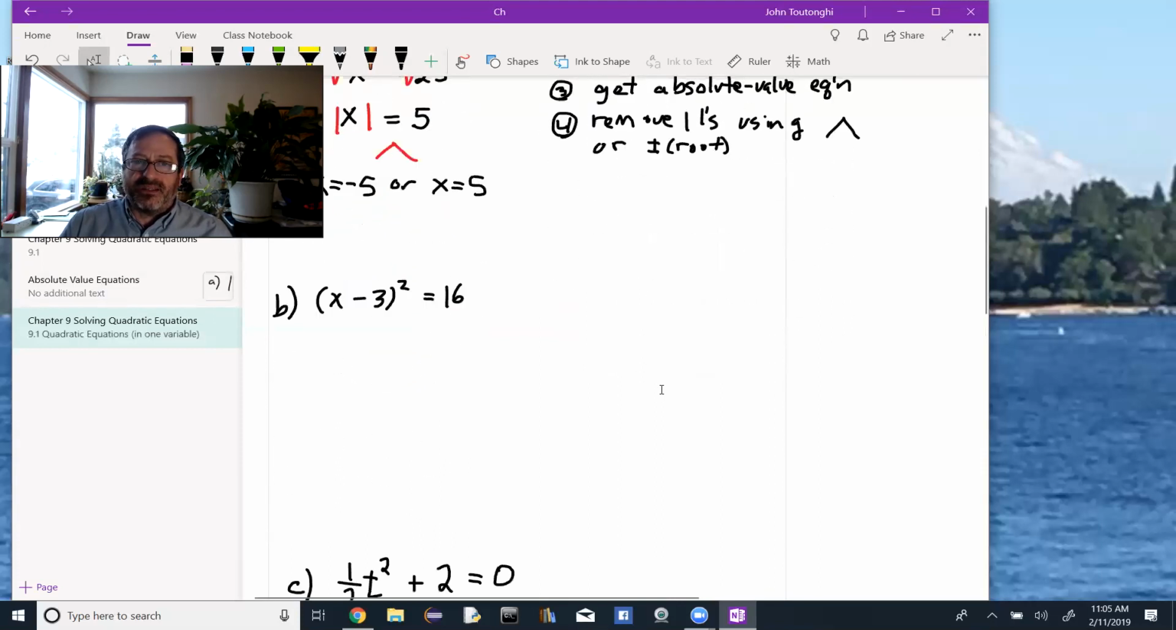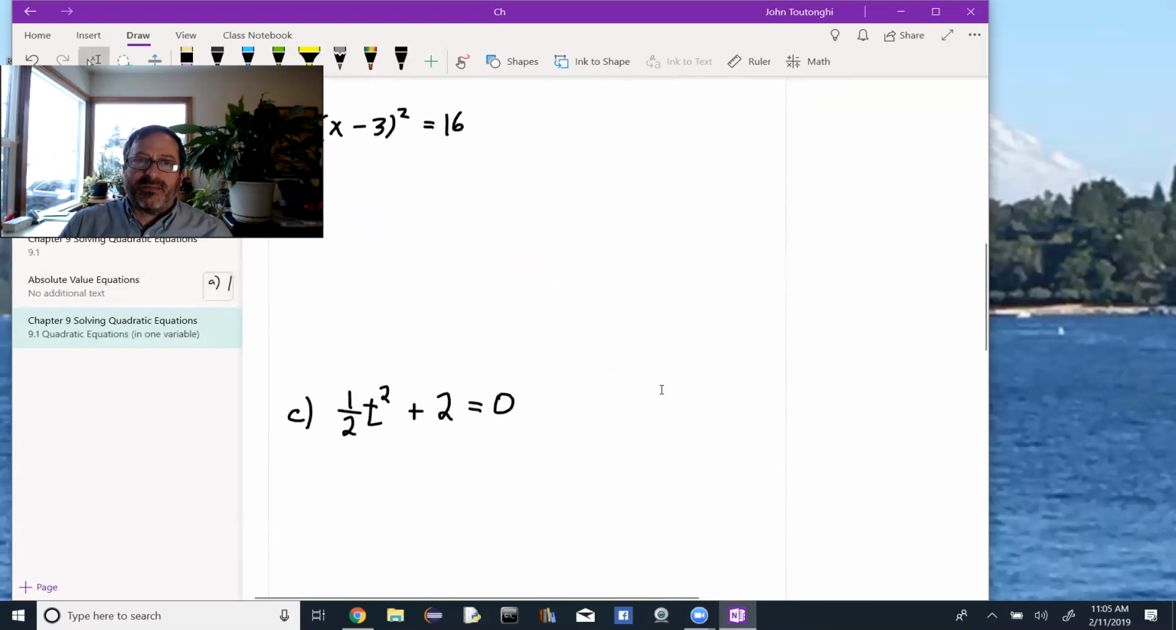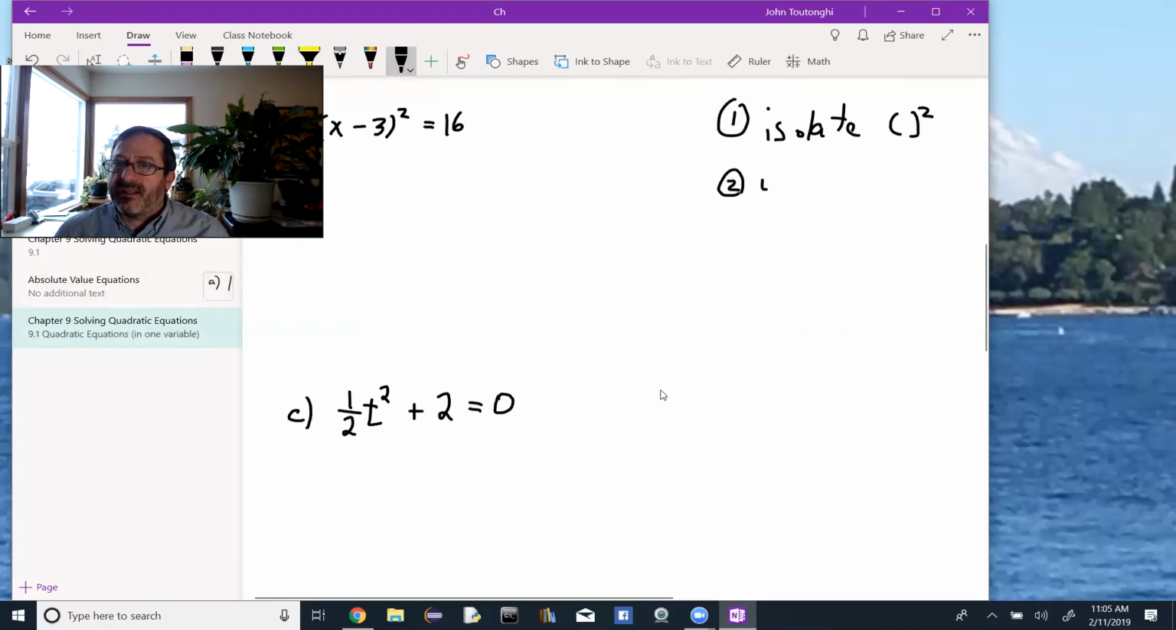Okay, so I'm going to go to the next one. The quantity x minus 3 squared equals 16. So step 0, making sure it's a perfect square, is done. It is. Step 1 was to isolate the thing that's being squared so that we can square root both sides. So I'm going to square root both sides here.